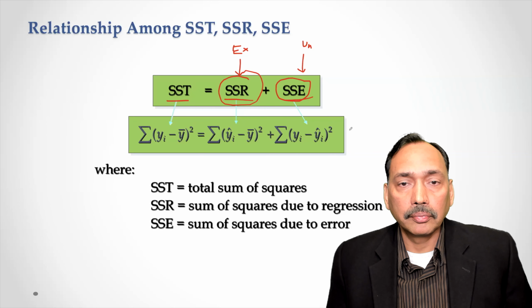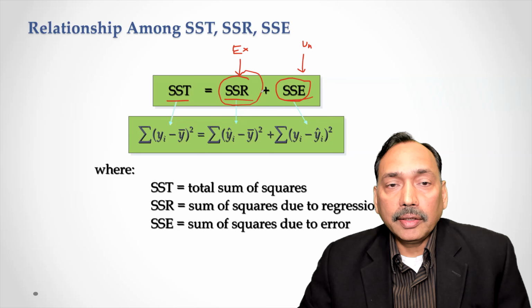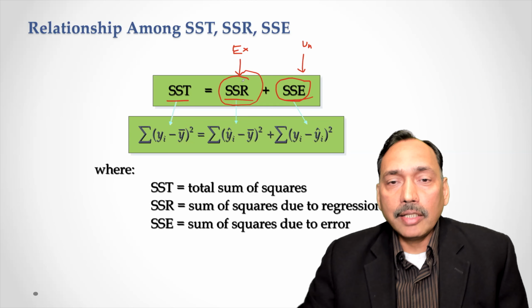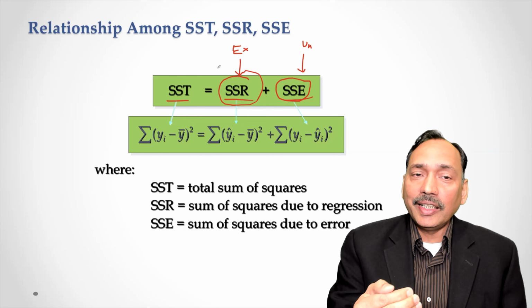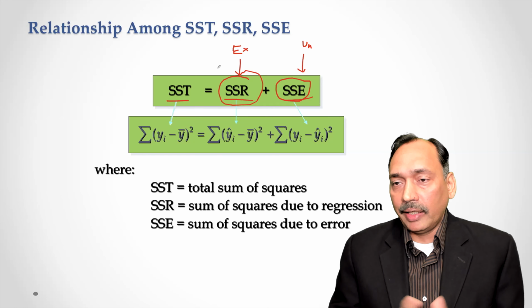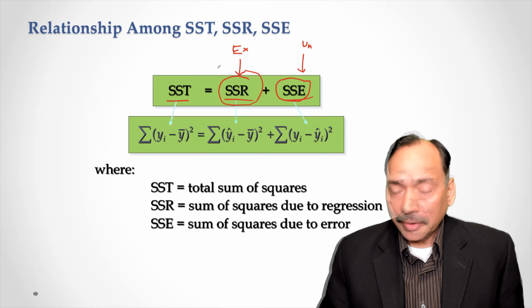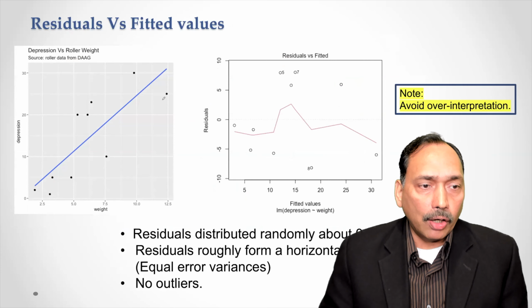Explained? I didn't catch that. So the total has two components. The first component is the explained part. So why that variability occurs? Because of our model, like the relation between depression and weight. But there are unexplained parts also.